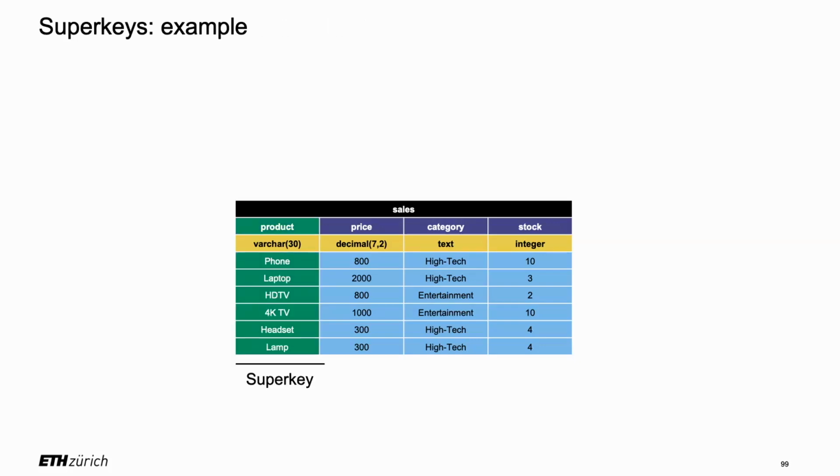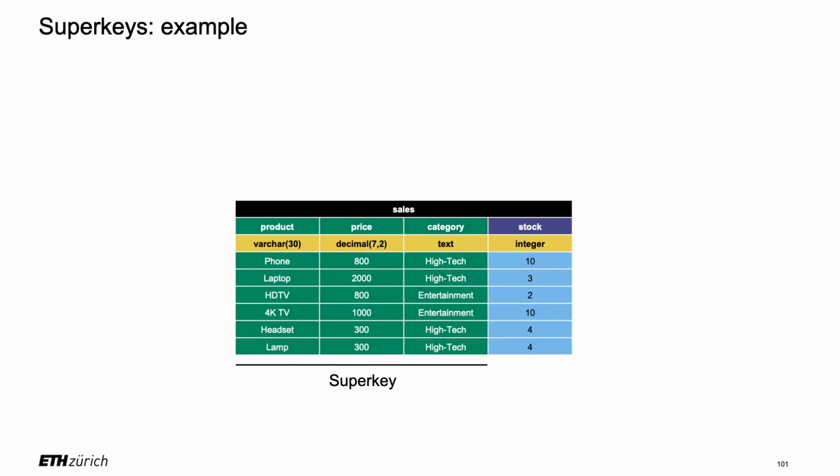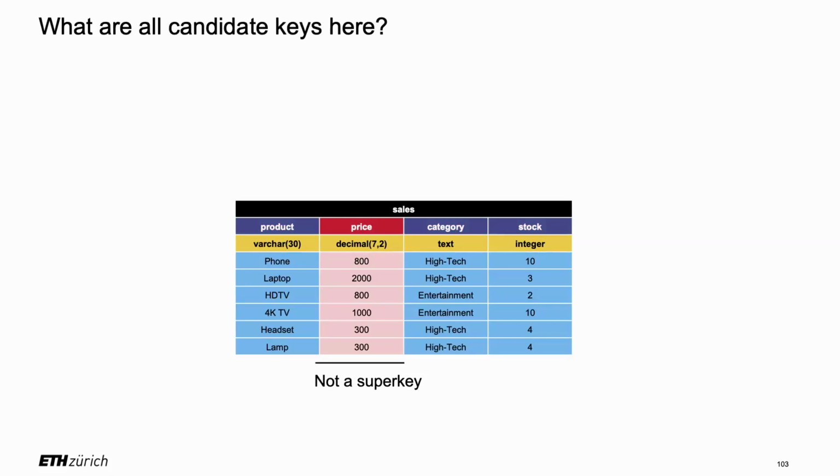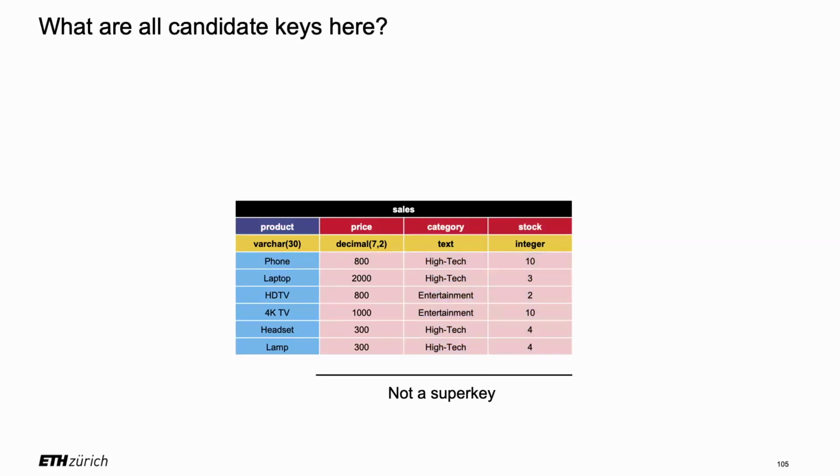So for example, you agree this one is a super key and it's also a candidate key, right? You cannot remove anything, it would be empty and then it's not enough. This is a super key, but it's not a candidate key because you can remove price. This is a super key that's not a candidate key. This is a super key that's not a candidate key. This is not a super key. This is not a super key. This is not a super key, right?